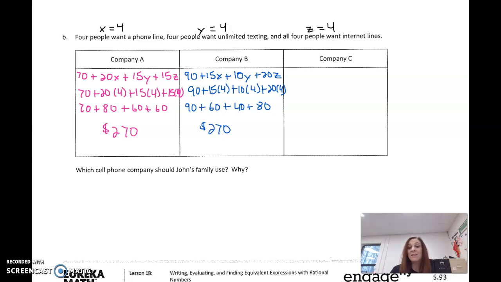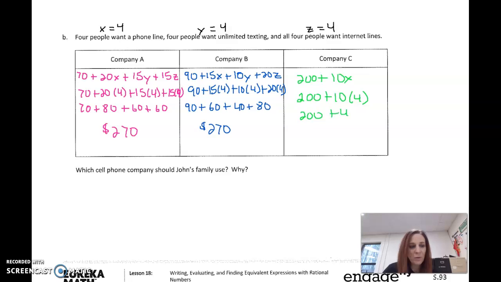Then maybe if they're tied, we'd look into which one has the better reception, or who gives the best deal on a phone. But maybe Company C will come through. And for this one, remember, we're only substituting in 4 for x. So we get 200 plus 40, and that works out to be 240. So which one do we want to use? Company C. Why? Because it's the cheapest.